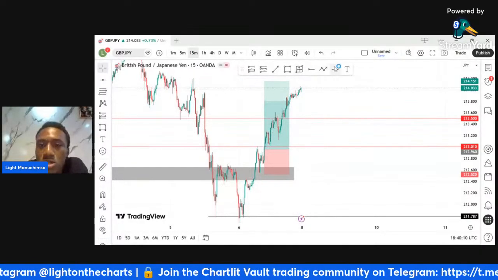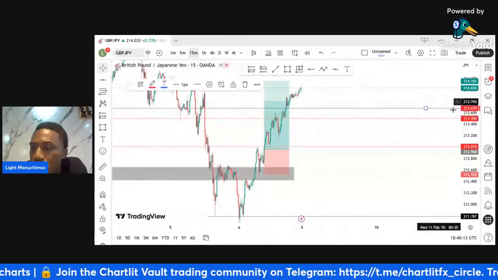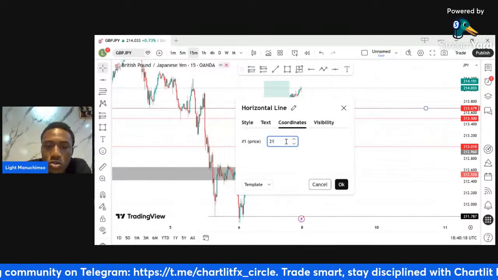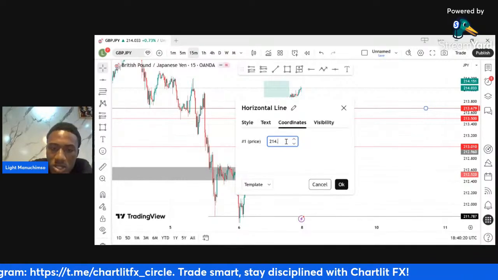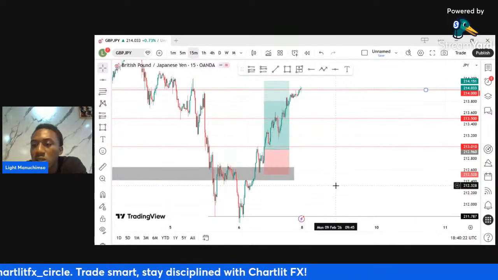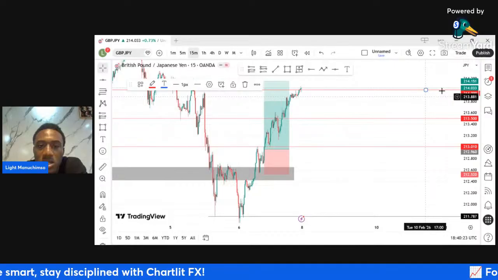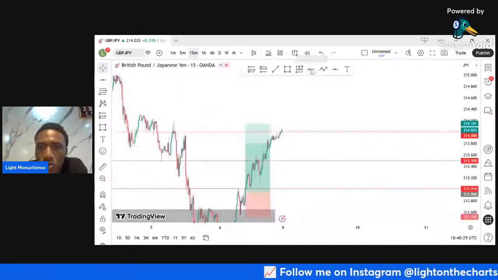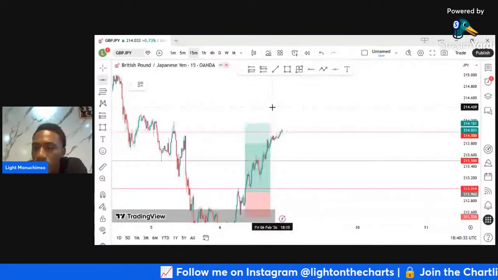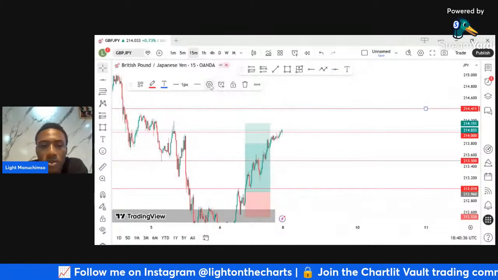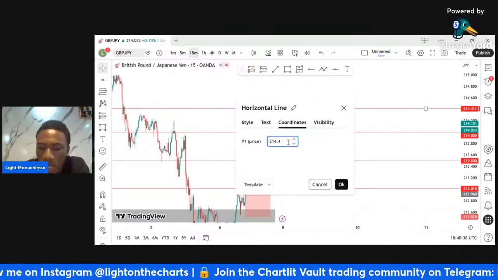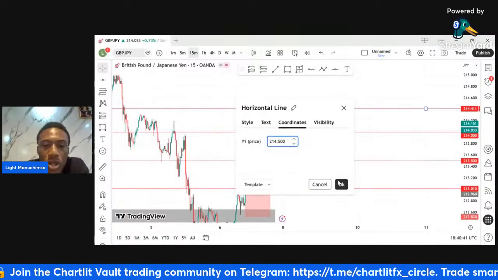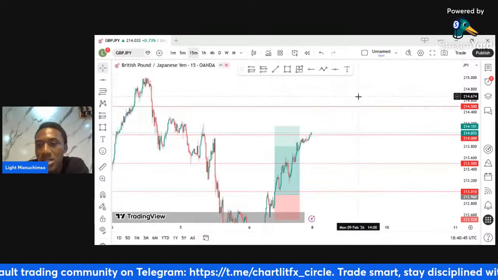And if you put more psychological levels, let's say 213, the next one should be 214.00. You can see price has gotten here now. The next place price is going to is 214.50. Let's add it up. So that's just how it is. I just add psychological levels and then wait for price to react on those levels and add some other confluences, and then I get to catch my moves. That's how it is.